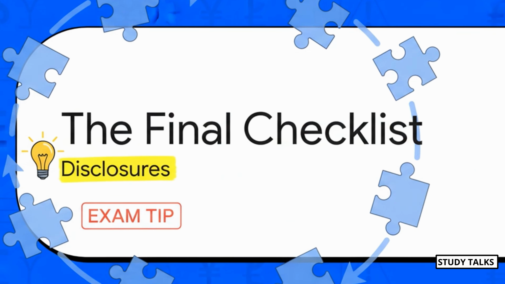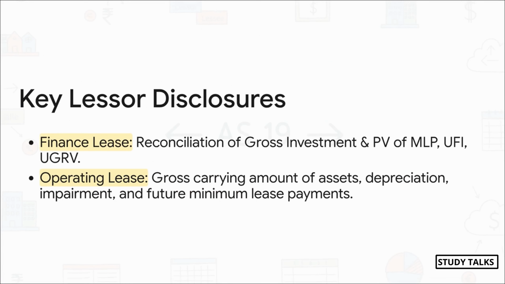We're in the home stretch now, the last little bit, and this is an easy way to pick up some extra marks, especially in theory questions, is disclosures. Please don't ignore this part. For the lessor, you need to remember a few key things. For a finance lease, you must show a reconciliation between your gross investment and the net investment. You also have to disclose your unearned finance income and your unguaranteed residual value.